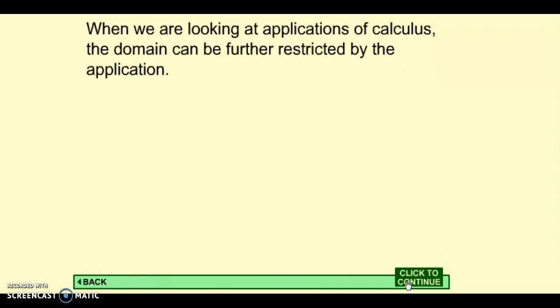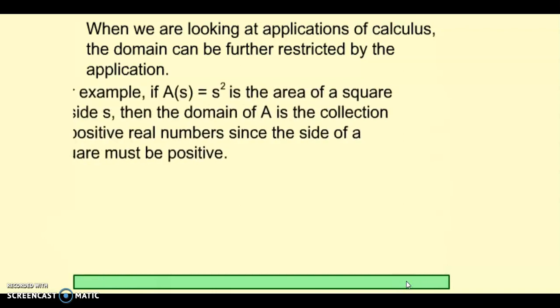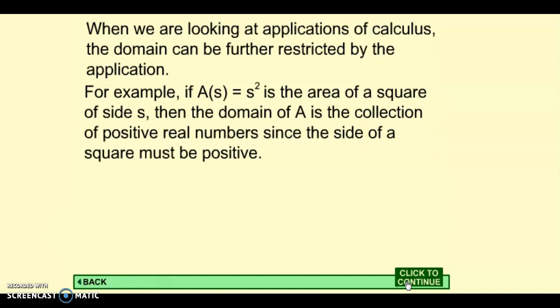When we are looking at the application of calculus, the domain can be further restricted by the application. We can say, for example, if A of s equals s square. Now here we are applying them practically. When we are interested in finding the area of a square, s represents one side, and s square represents the area of a square. So what will be its domain? Then the domain of A is the collection of positive real numbers, since the side of a square must be positive.